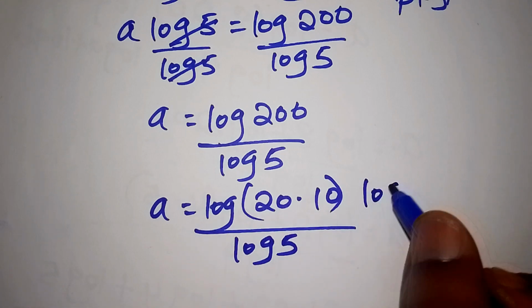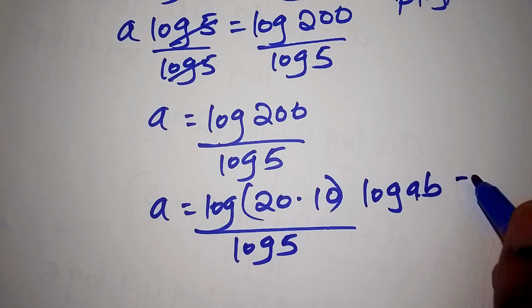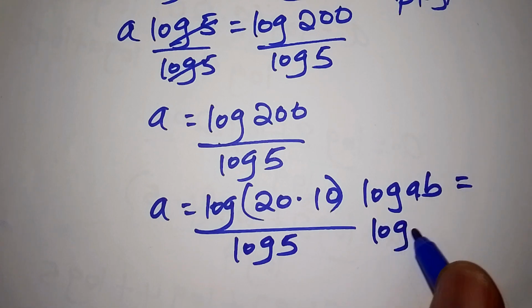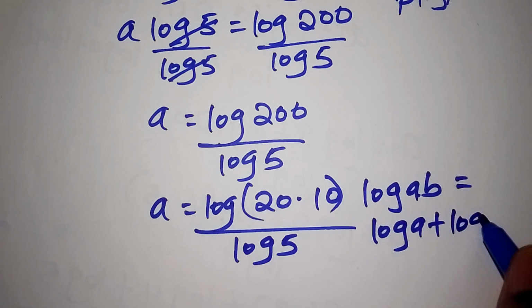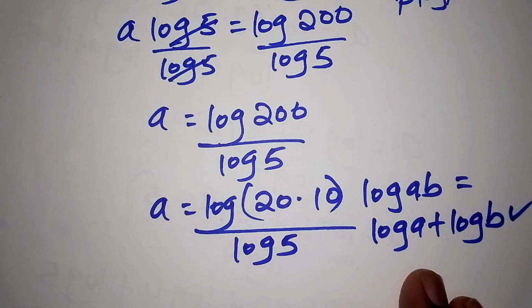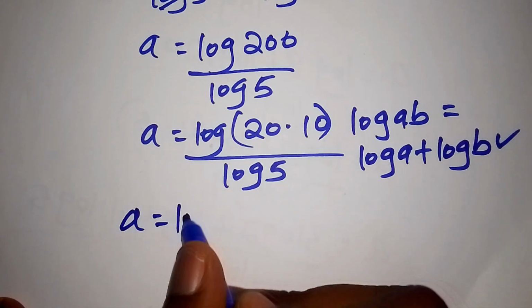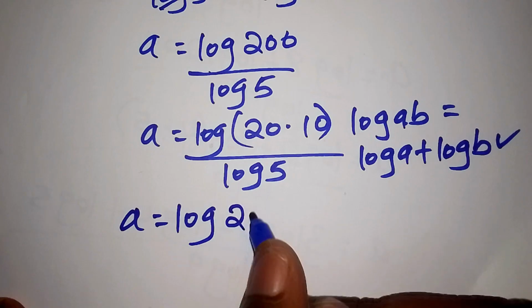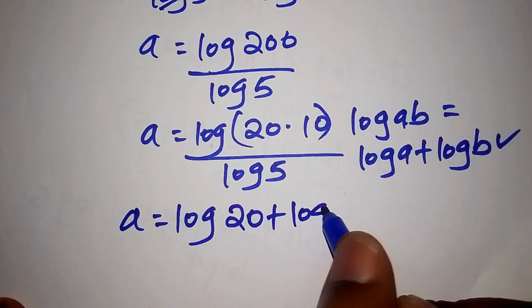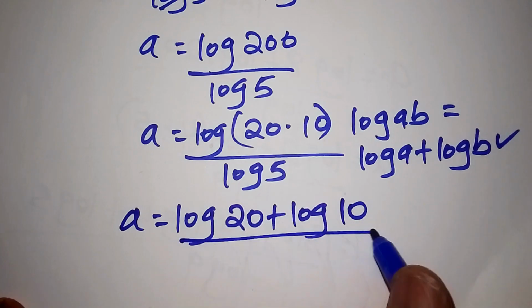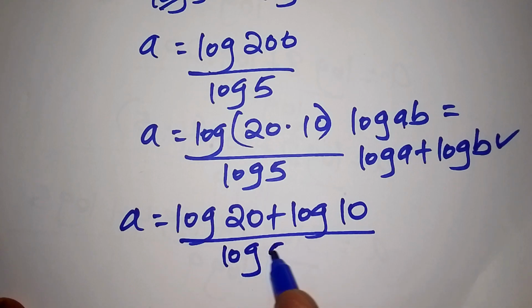So when you have, for example, the log of a multiplied by b, this can be written as the log of a plus the log of b. So when we know that, now we shall have the value for a is equals to the log of 20 plus the log of 10, all over the log of 5.